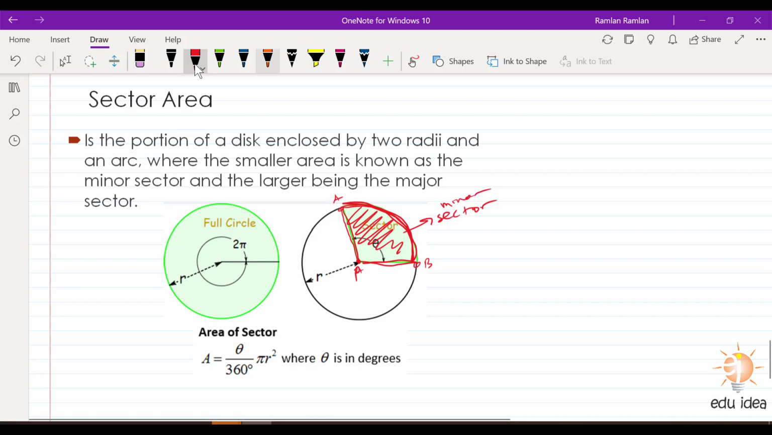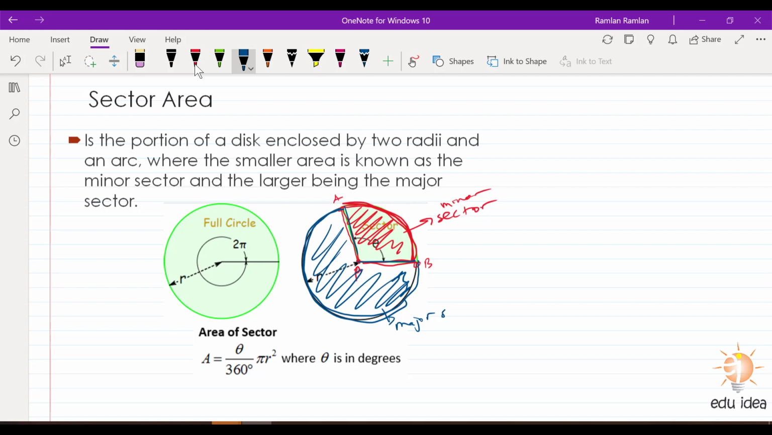And then we actually have another sector, which is over here, right? This guy over here. It's like a Pac-Man, right? This area here is enclosed by these two radii, and also enclosed by the major arc. So this is what we call the major sector. Okay, so this is the very basic concept about the sector area.